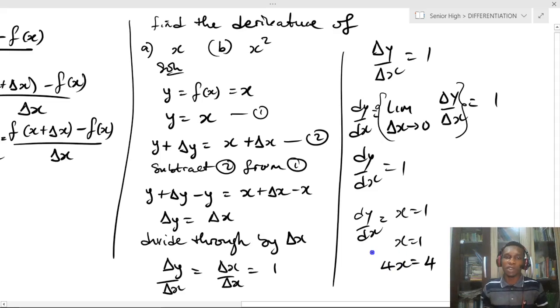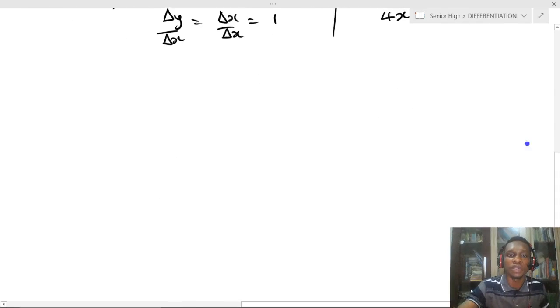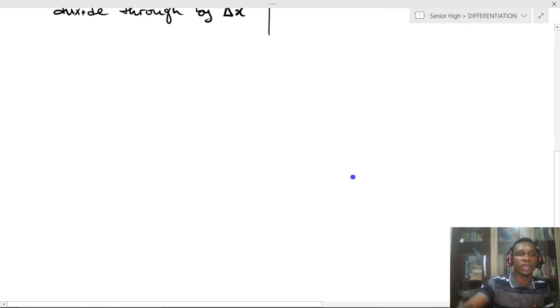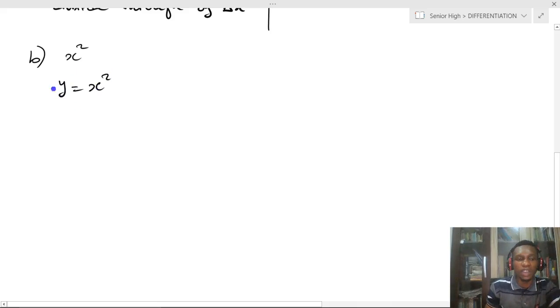Okay, now let's take another question. Let's take this big question, which is our x squared. Now let's move our screen down and see what we have. So for our b part, we have differentiating x squared, right? So here we know that our y is equal to x squared. Then therefore, let's call this equation 1.